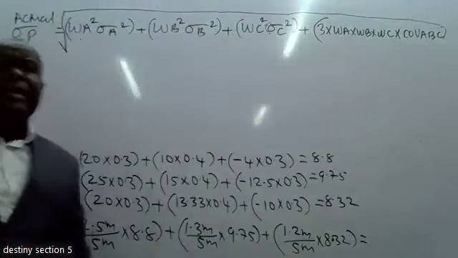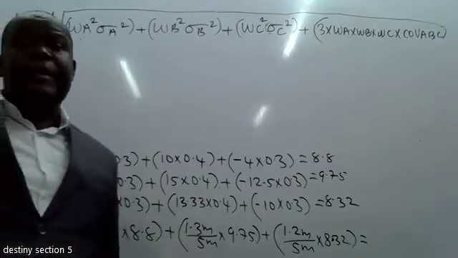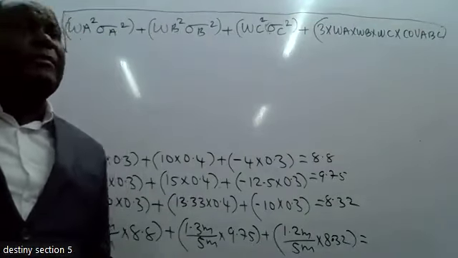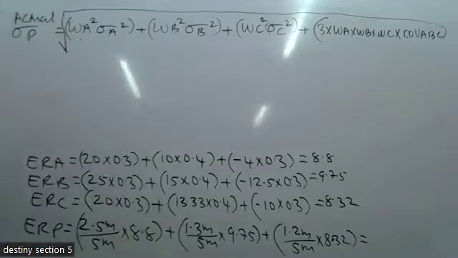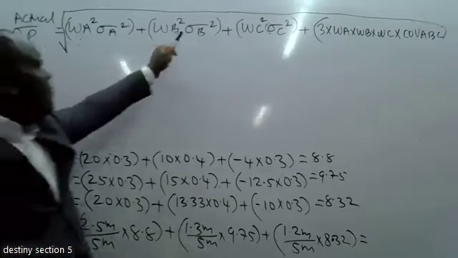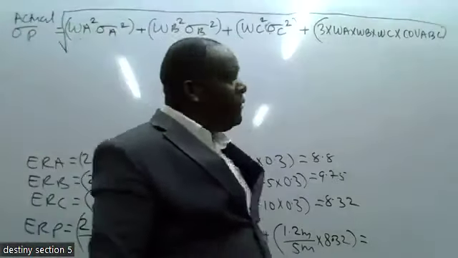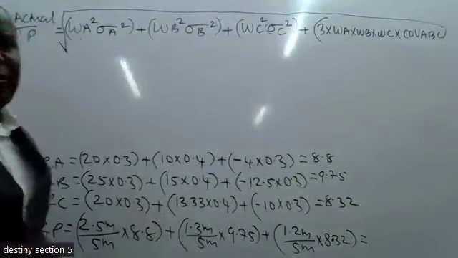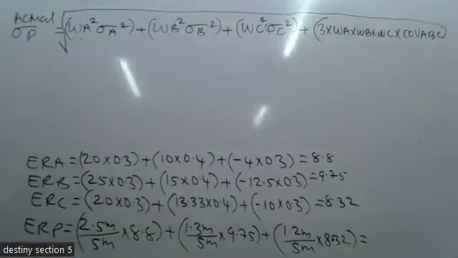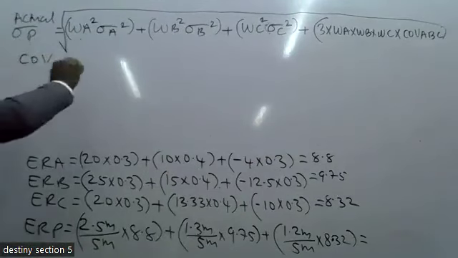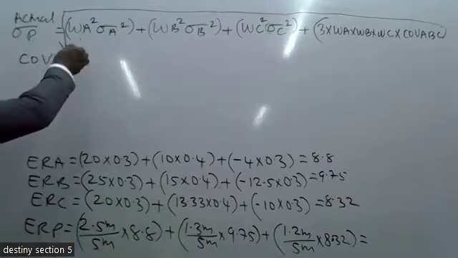But this one is a 3-asset portfolio. So we need to get 3 items there, which is not even. The weight you already have. You see for A, it is 2.5 divided by 5. But now we don't have the variance for A, for B, or for C. Then we also need the covariance between A and B and C. So we start off by calculating the covariance between A, B, and C.